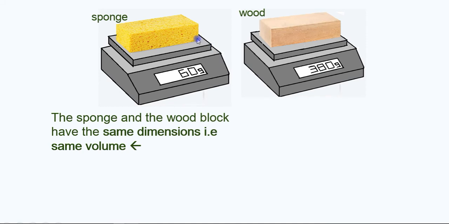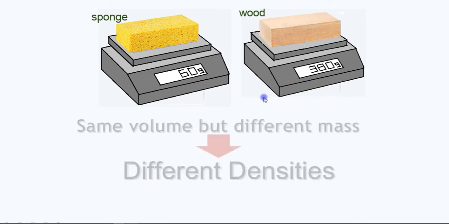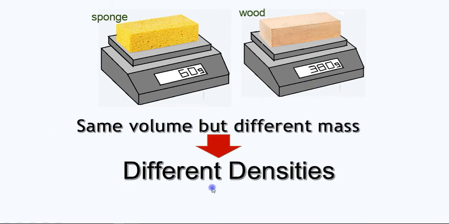Consider the following figure where we have a block of sponge and a block of wood. The sponge and the wood block have the same dimensions, that is, they have the same length, same width, and same height. This means that they have the same volume. If we place the sponge and the wood on an electronic balance, the balance will clearly show that the wood is heavier. So how come two bodies having the same volume have different masses? When two bodies have the same volume but different mass, it's because they have different densities.